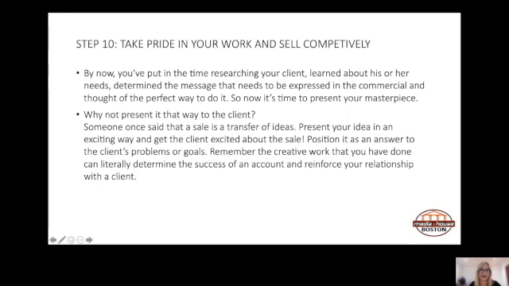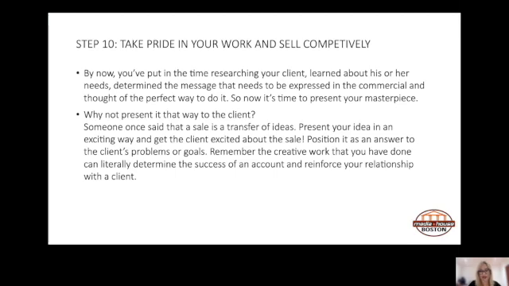Someone once said that a sale is a transfer of ideas. Present your idea in an exciting way and get the client excited about the sale. Position it as an answer to the client's problems or their goals. Remember, the creative work that you've done can literally determine the success of an account and reinforce your relationship with the client. So there's a lot that we've gone through now, okay?